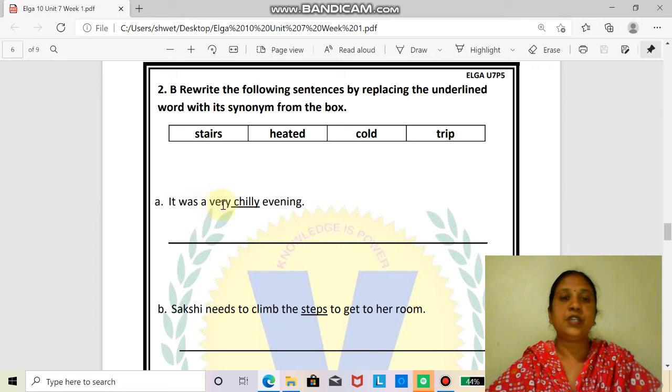It was a very chilly evening. So here they have underlined chilly. What is the synonym of chilly? Chilly. So what is the synonym of this word? The options are heated, cold, trip. So for chilly, one more word which gives the same meaning is cold. So cold is the synonym of chilly.